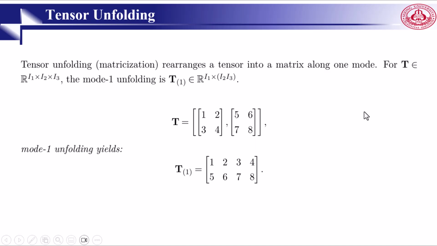The next topic is tensor unfolding. This is also known as tensor matricization, or also we call it flattening. Right? So tensor unfolding or matricization or flattening is the process of rearranging a multi-dimensional tensor into a matrix by unfolding it along a specific mode or axis, you can say, right?